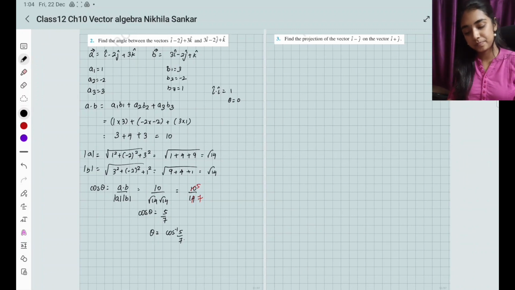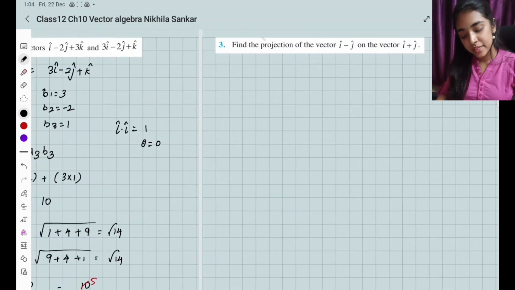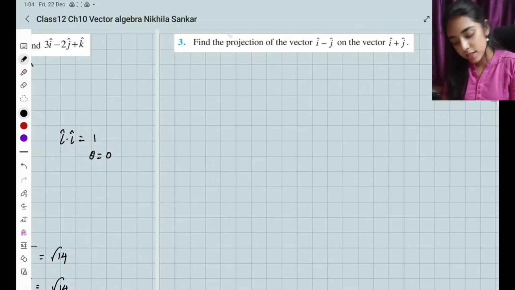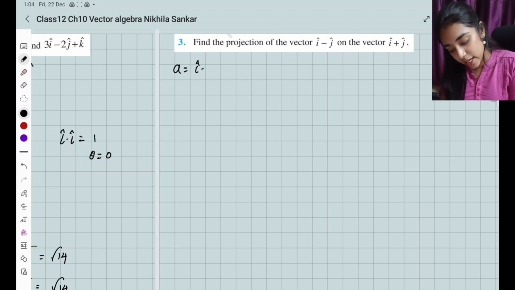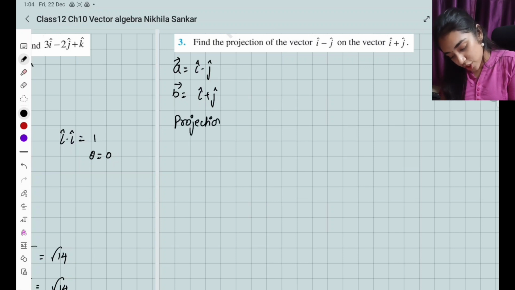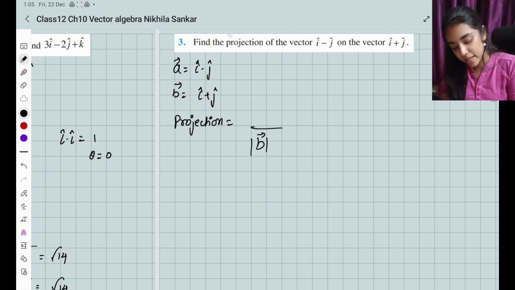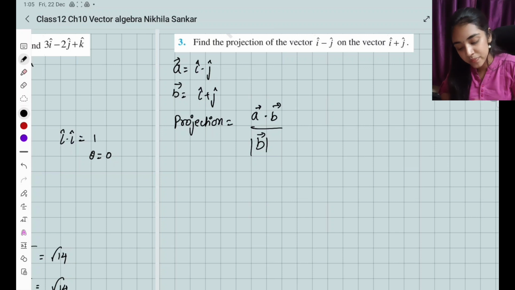Okay, now question number 3. Find the projection of the vector. So I have a vector to be i minus j on b vector, which is going to be i plus j. So எதோட on, so basically the projection is going to be on b vector. So my denominator is going to be the magnitude of b. Numerator la enna irukku podhu? It is going to be a dot b. Okay, so I have to find this.